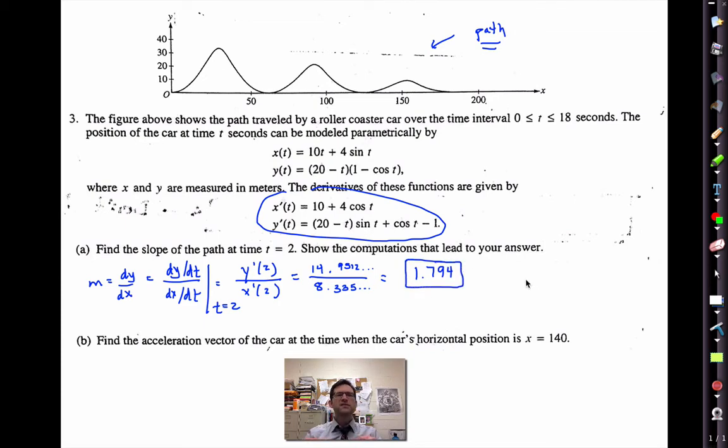Let's see. Find the acceleration vector of the car at the time when the car's horizontal position is 140. Ooh, I like this one. Pause the video and really, really think about this, okay?